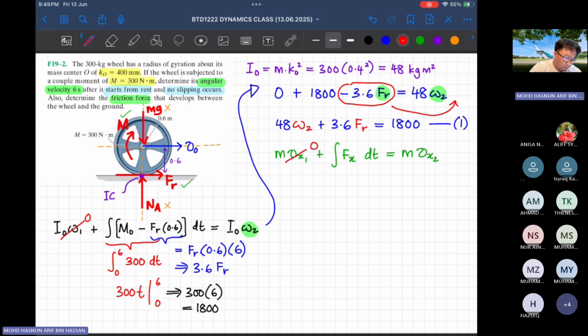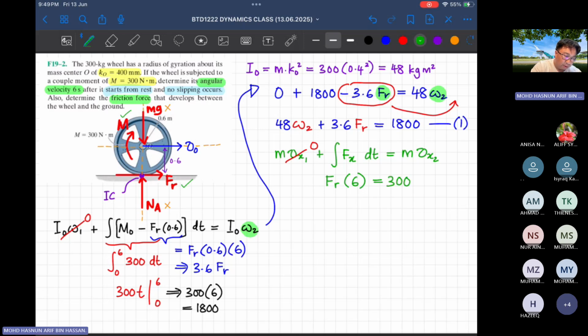Okay, so now what we need is Fx dt. From here, the only force in x-axis is the friction. So therefore, it's the friction multiplied with 6. Friction is Fr, yes, correct. Friction multiplied with 6 seconds, the time. So that will give you Fx dt is equal to m is 300.